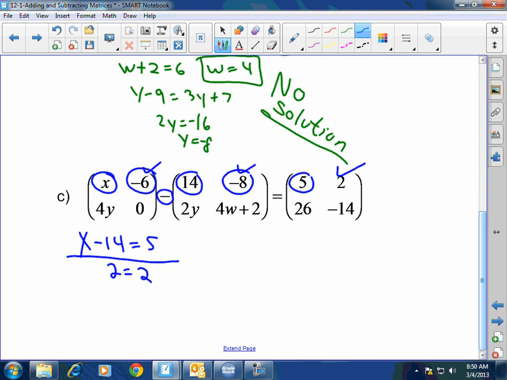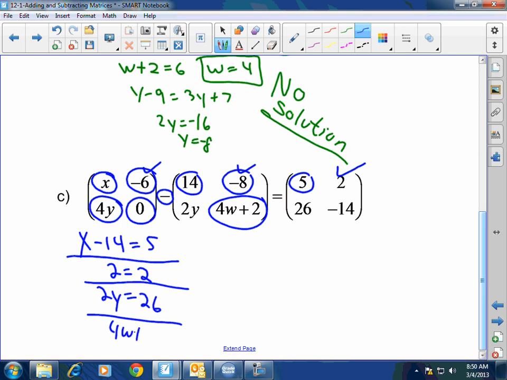Everything works there. Let's go to 2, 1. We got 4y minus 2y, so that's 2y, which equals 26. And the last thing we got, 0 minus 4w plus 2 is negative 4w minus 2. And you got negative 4w minus 2 equals 14. Okay, so now it's Mickey Mouse. You just solve.